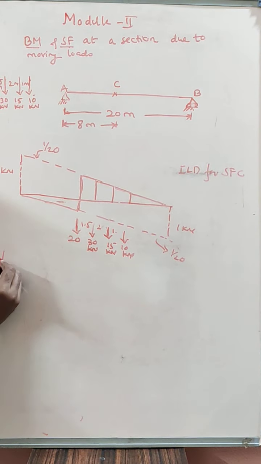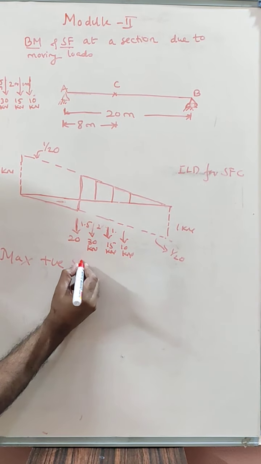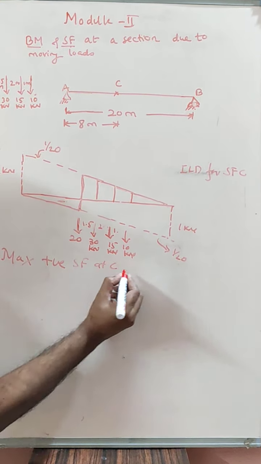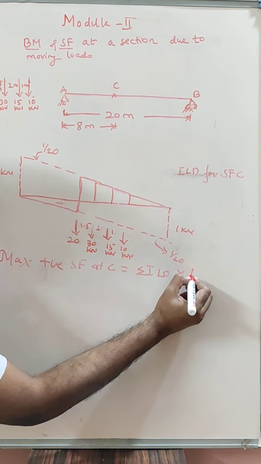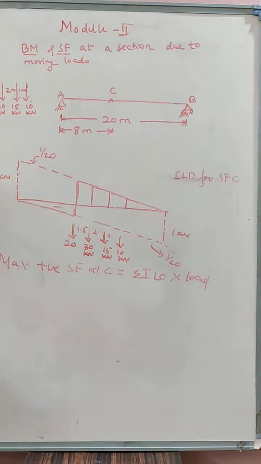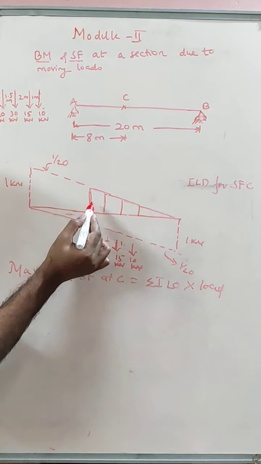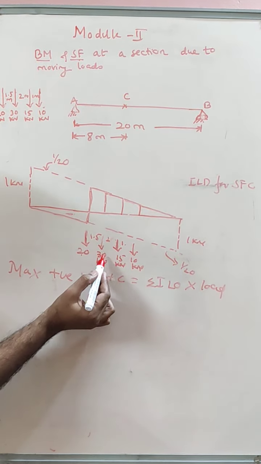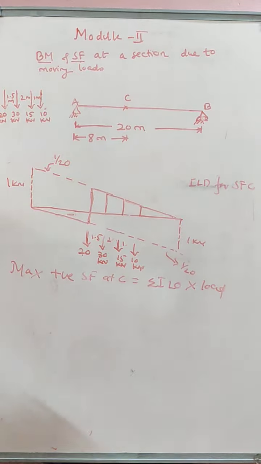So the trial maximum positive shear force at C is equal to summation of influence line ordinate into load. It's all about finding these ordinates: this ordinate into 20 plus this ordinate into 30 plus this ordinate into 15 plus this ordinate into 10. So let us find out these ordinates.